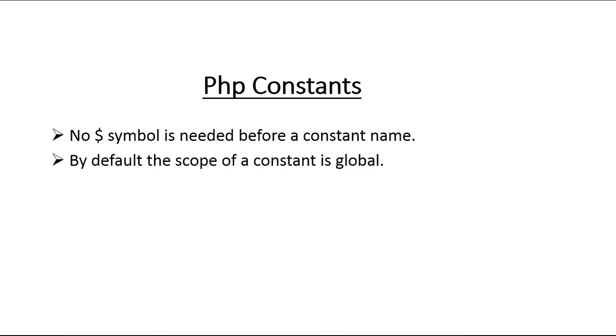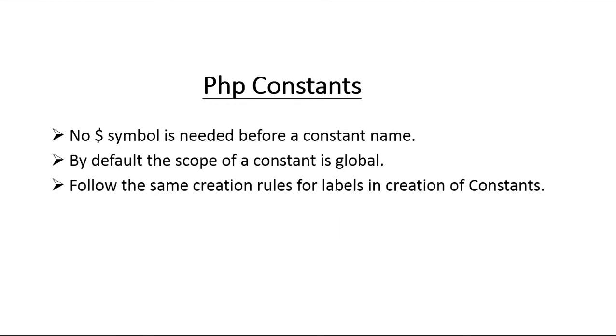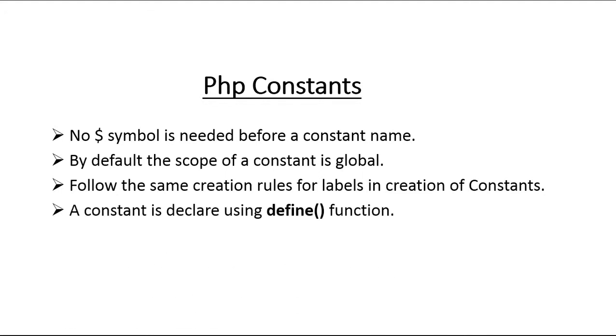By default, the scope of a constant is global. That means throughout the PHP script you can access a constant in PHP. Follow the same creation rule for labels in the creation of constants. A constant in PHP is declared using a predefined PHP function called define.